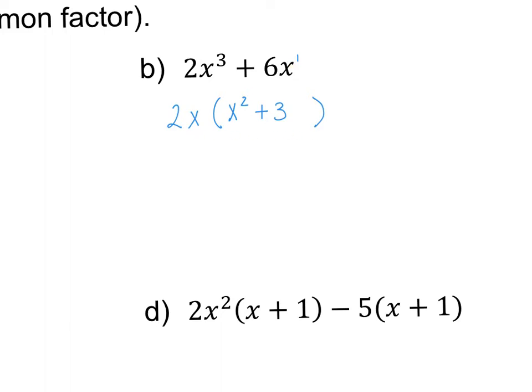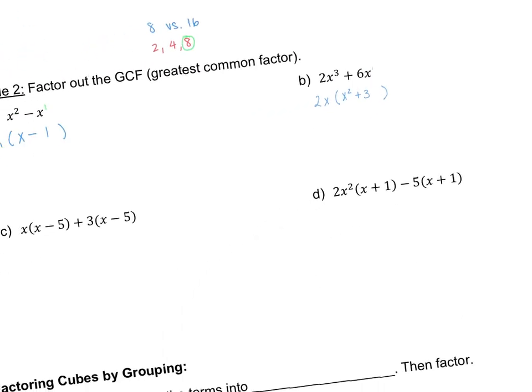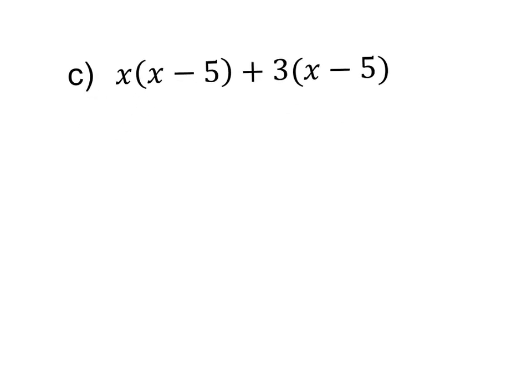And let's just double check. If I were to redistribute, 2x times x squared would give me 2x cubed. 2x times 3 is 6x. And so this works. Now, if I were to take a look at what's on the inside, x squared and 3 don't have anything in common, so I can't factor out any more than what I have left. So this is it. This is my final answer for my factors.